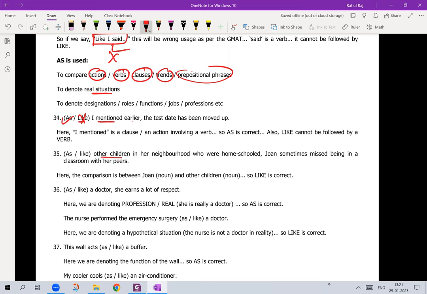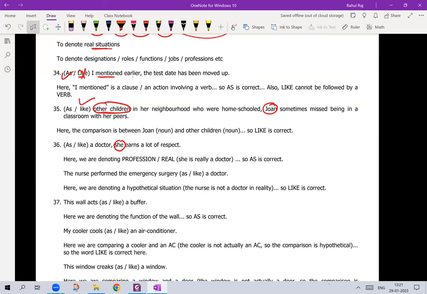As or like other children in the neighborhood, John sometimes is being missed in the classroom. So John is being compared with what? Other children. So you are comparing two nouns. So, like other children, John is sometimes missed in the classroom of his peers. As or like a doctor, she earns her respect. Now, a lot of things come into the picture over here. Your comparison also comes into the picture. A comparison of apples and apples should be done, oranges and oranges should be done. You should not compare apples to oranges for sure.